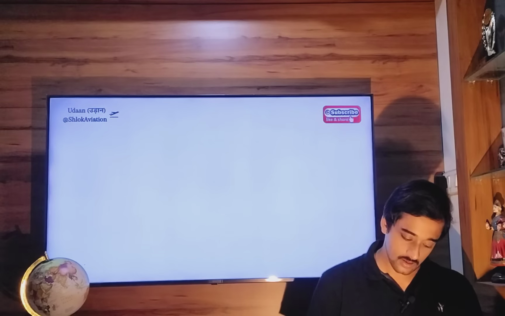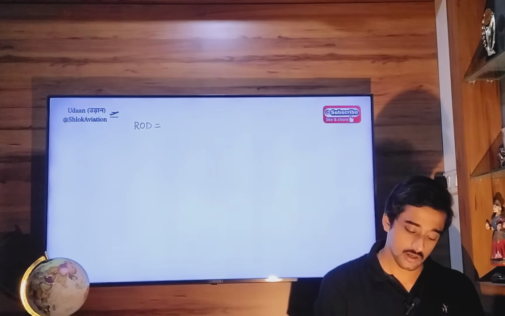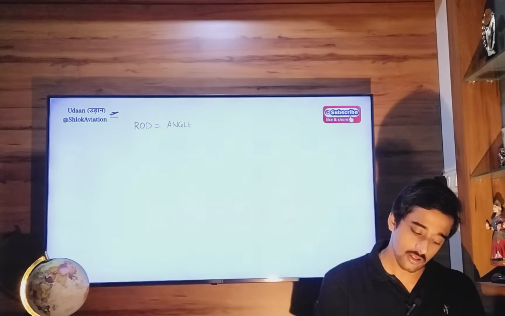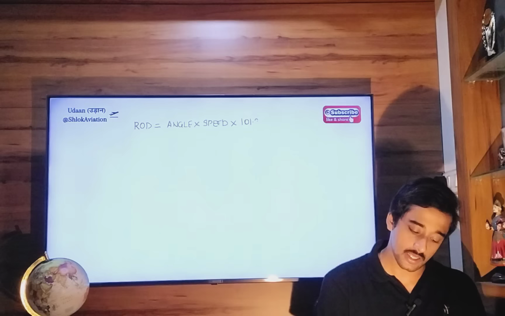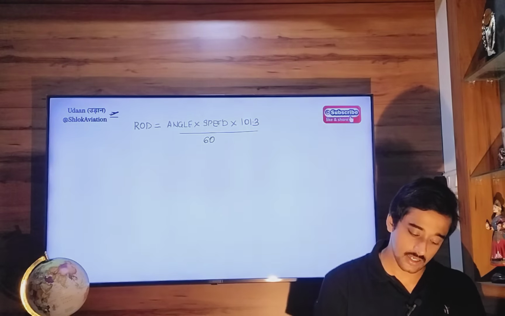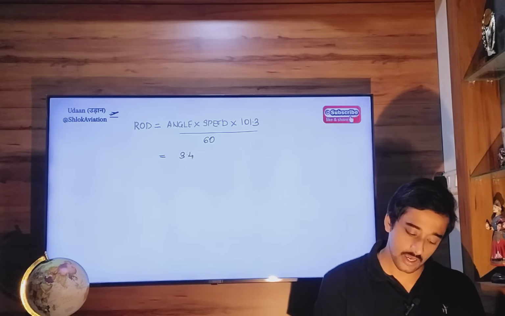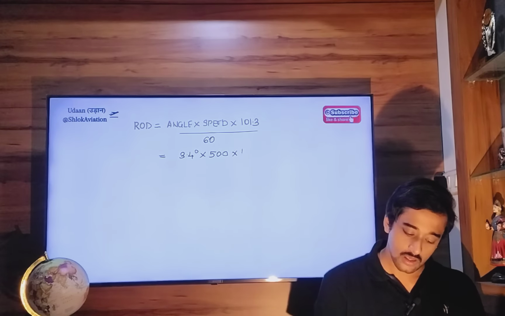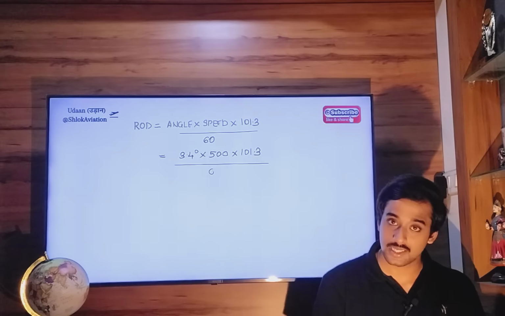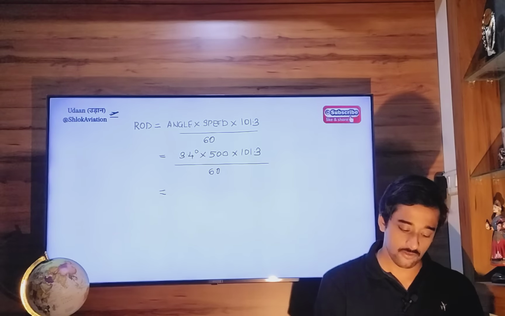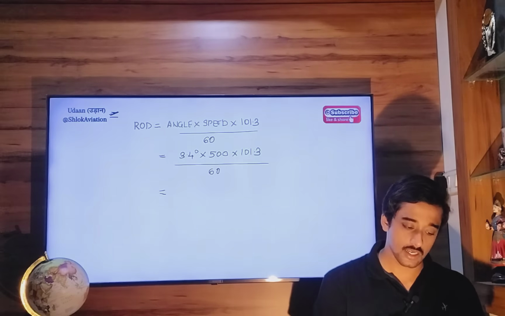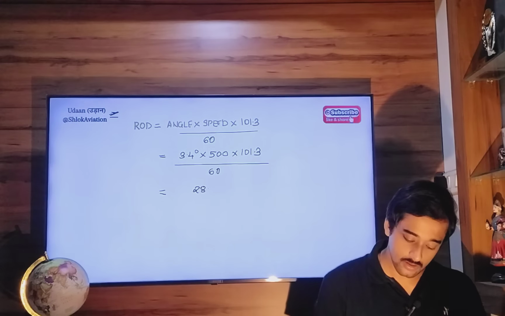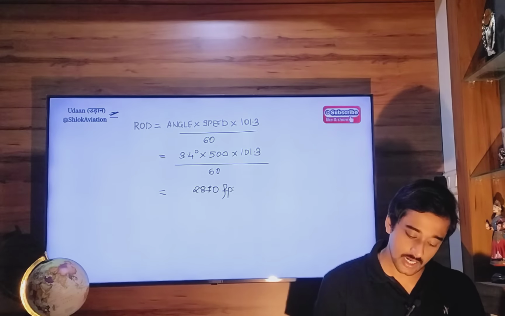Next, rate of descent equals glide slope angle into speed into 101.3 divided by 60. So 3.4 degrees, speed of 500 knots, into 101.3 divided by 60. So 3.4, 500 into 101.3 divided by 60. So 2870 feet per minute.